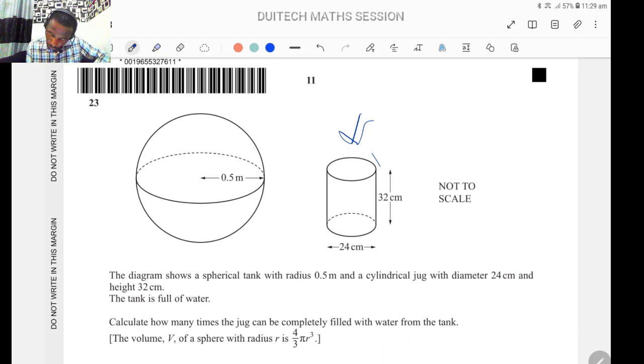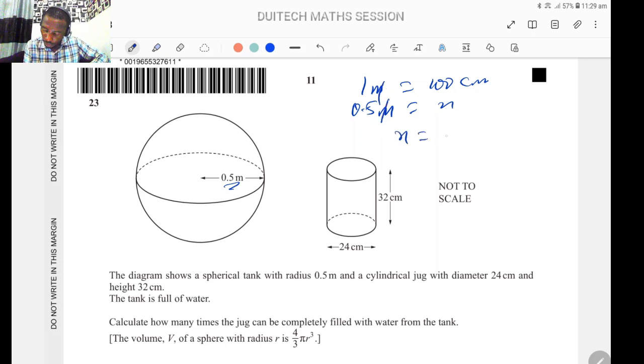First of all, we notice that these are in different units, so it's better we have them in one unit. So how do we convert them to one unit? First, we have this radius here at 0.5. I know that 1 meter is equal to 100 centimeter. So 0.5 meter will give me x. Cancel now, my x is equal to 50 centimeter.